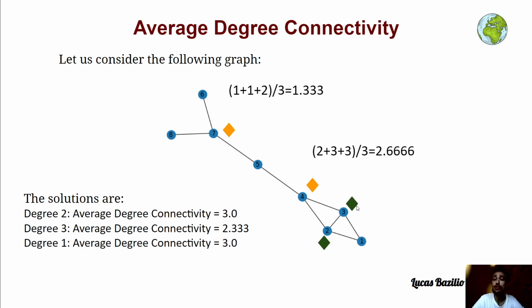Now we need 2 more nodes because they have degree 3 also. So let's go to 3 now. Let's begin with the neighbor 1. The neighbor 1 has degree 2. Then the neighbor 2 has degree 3. And finally, the neighbor 4 has degree 3 also. So with this we are done. We have no more neighbors.